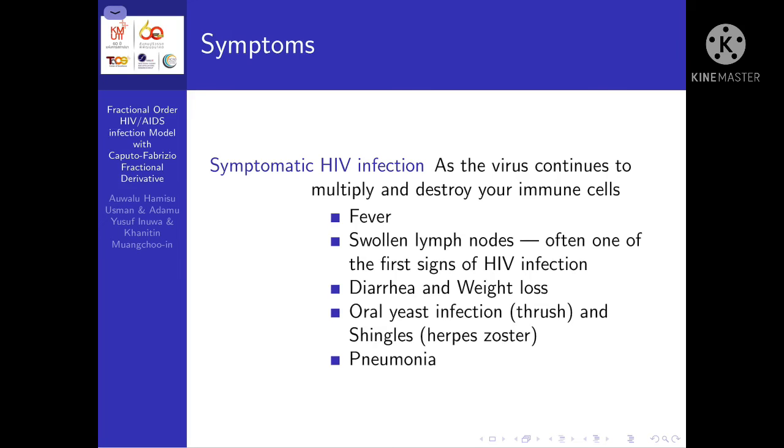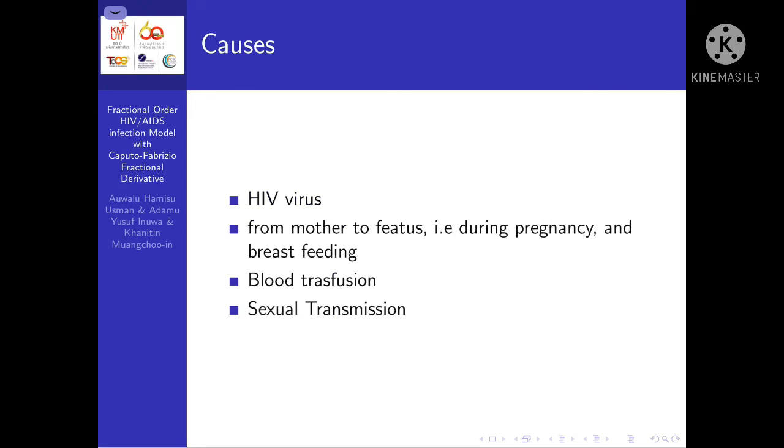The first, fever, and the second, swollen lymph nodes, often one of the first signs of HIV infection. And the next, diarrhea and weight loss, and oral infection. And the last, transmission of the HIV virus: the second from mother to fetus, and the next blood transfusion and sexual transmission.